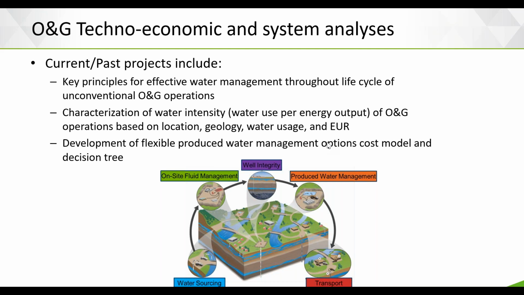And then we also have another area of research looking at the characterization of water intensity, basically how much water is used per well based on the location, geology, and water usage. And then a final area is looking at almost a techno-economic cost modeling tool to see if you have a certain amount of water at a certain type and other characteristics, how does that actually affect the cost of treating that water? So next slide.